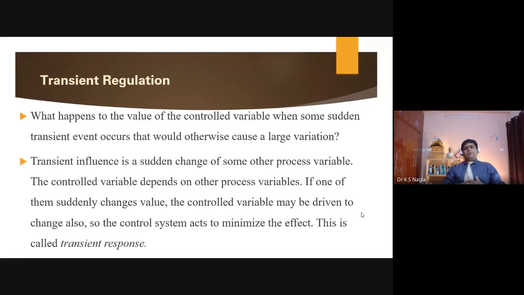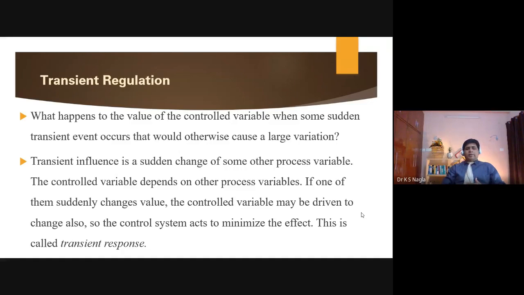So again, considering the example of temperature control, if you are controlling the temperature and suddenly the inlet fluid, whose temperature you are controlling, was earlier at the normal temperature of around 40 degrees, and right now it is going to be minus 20 degrees. So it is a sudden fluctuation in the process, and such responses are the transient response.